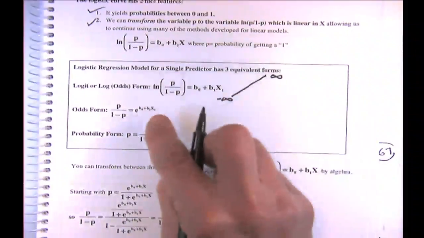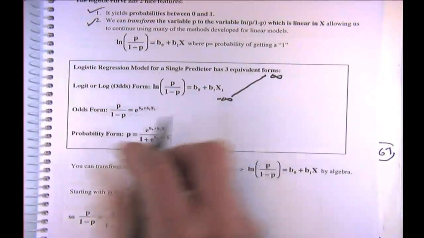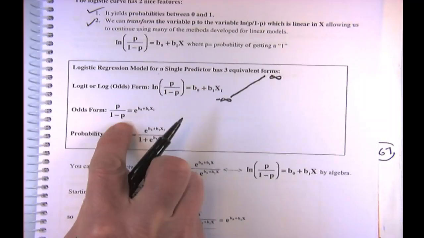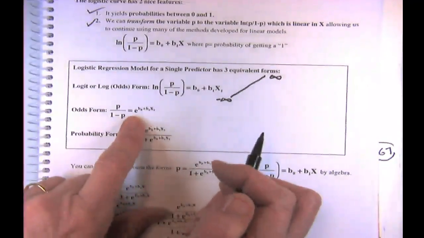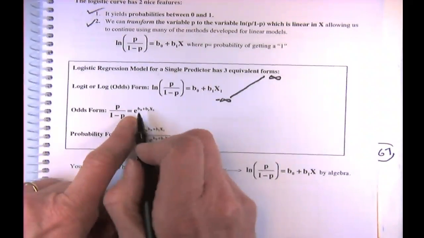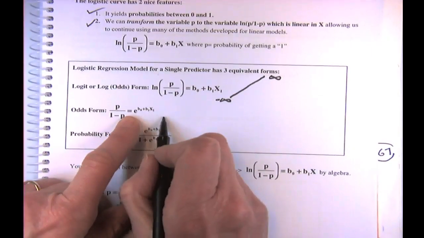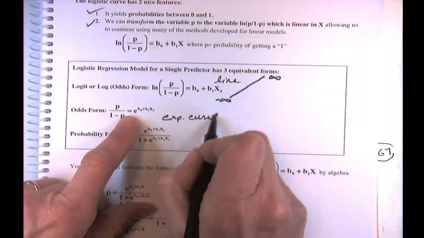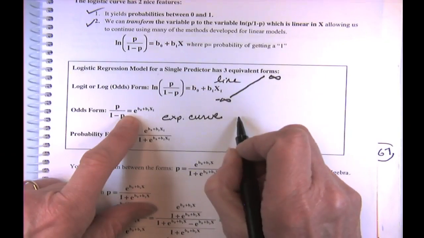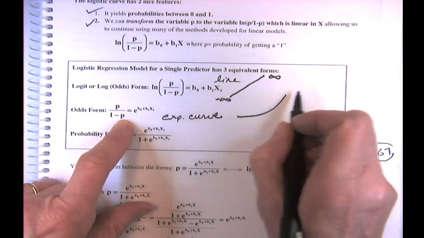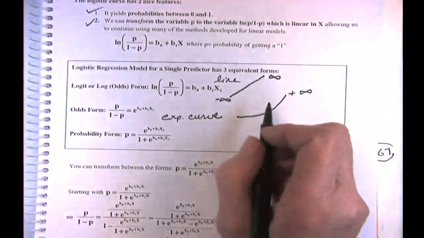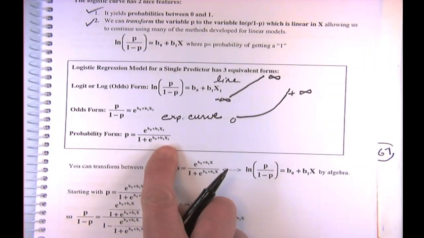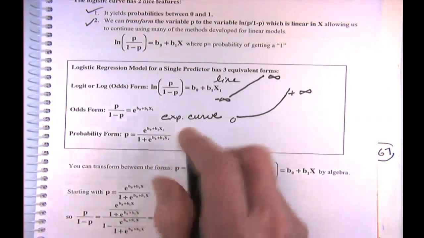All right, and then when we translate it into an odds form, this right here is the odds form, and this, if you can see, is an exponential curve. It's e raised to the beta naught plus beta 1x. So this is an exponent, this is a line, and now you have an exponential curve here. The smallest it can be is 0, and it goes up to positive infinity. Keeps getting steeper. All right, and then this is our probability form, and this is this S-shaped curve.